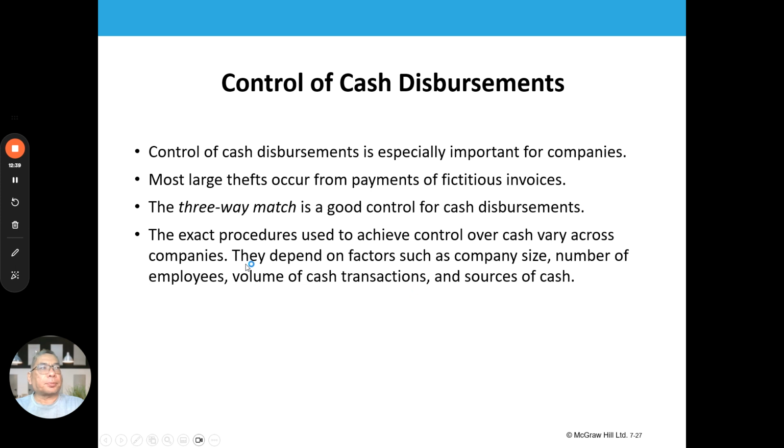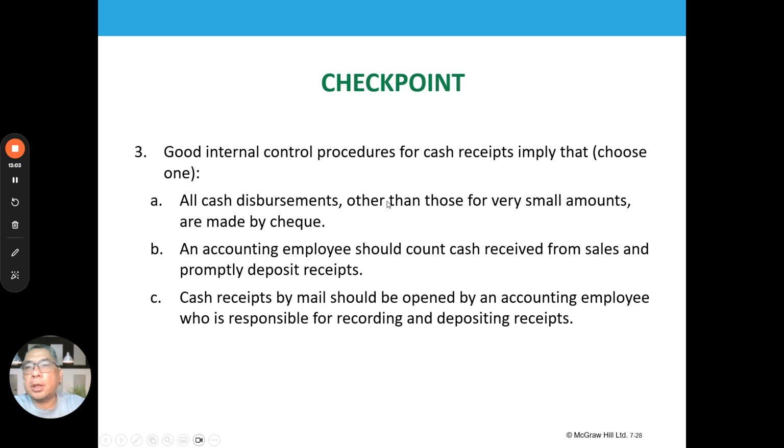The exact procedure used to achieve control over cash varies depending on the company, in terms of size, number of employees, transactions, and source of cash. There are three control people: the petty cash officer, the reconciliation officer, and the managers who will control all this cash disbursement. These are the checkpoints of good internal control.